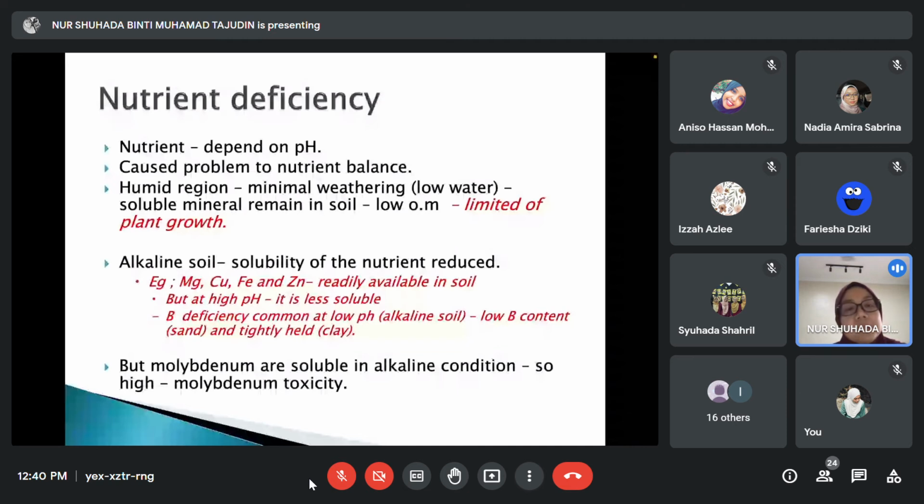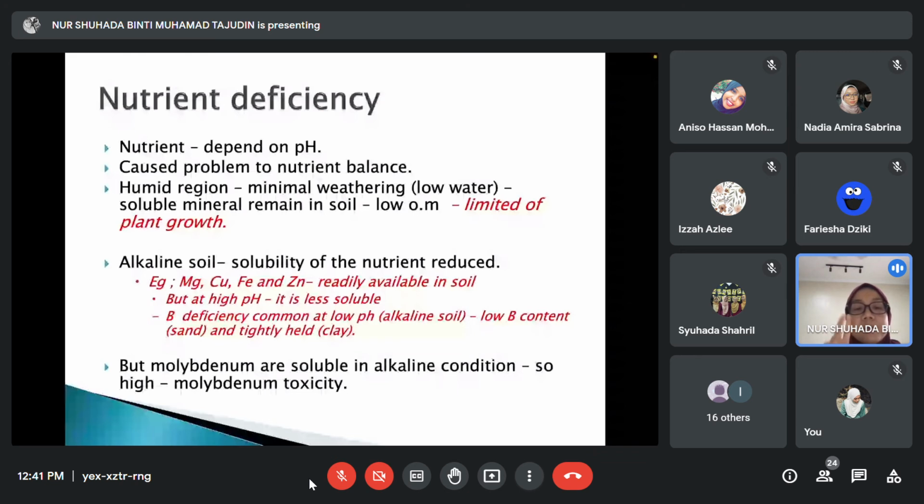Okay, number 2 is colloidal properties. Colloidal properties is the CEC. CEC is high in alkaline soil compared to acidic soil. The 2-to-1 types of clay are most common in alkaline soil. That is because of the high amount of permanent charge, meaning that if the K sits there, only K sits there.